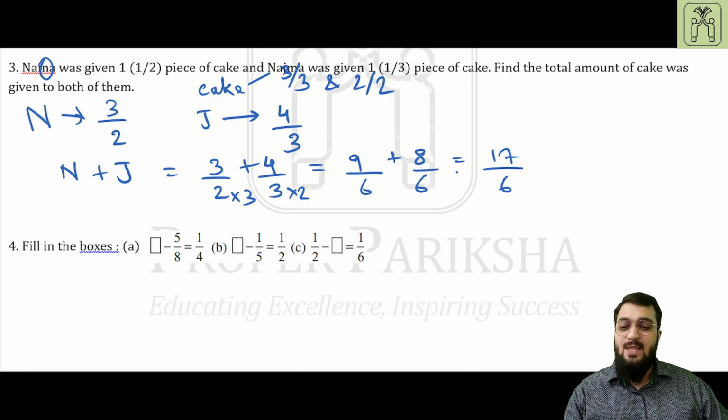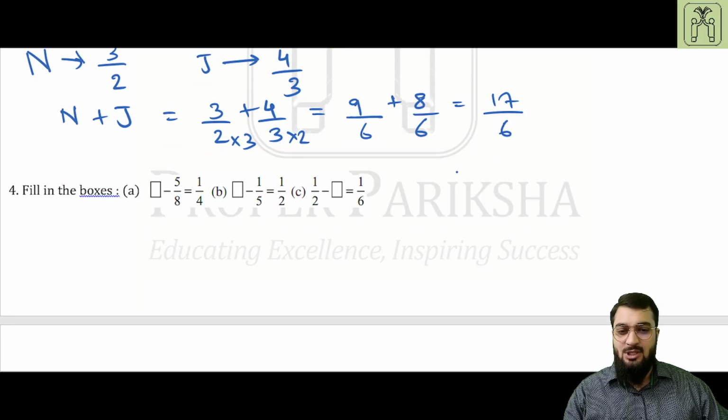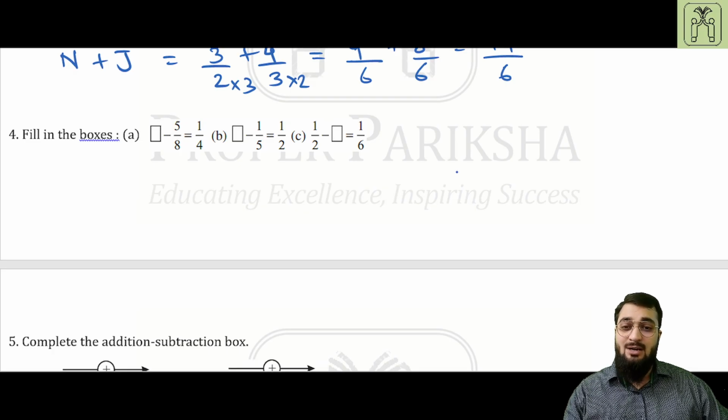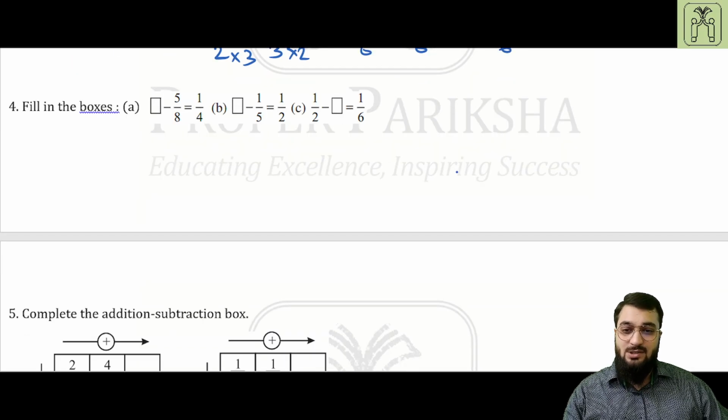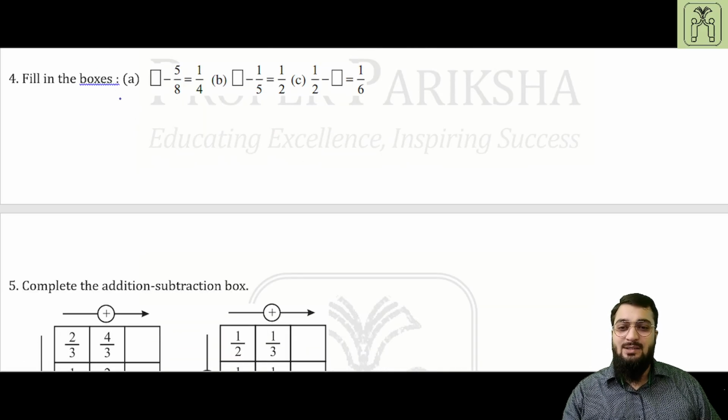Coming to the next question, fill in the boxes. Here also a similar type of question has been given as we have already done previously. So I'll solve two parts and the one remaining you can solve yourself. Part A says box minus 5 upon 8 is equal to 1 upon 4. As we have understood, whenever there is nothing given, we'll just take a variable, any small case alphabet, as the unknown. I will write a minus 5 upon 8 is equal to 1 upon 4.